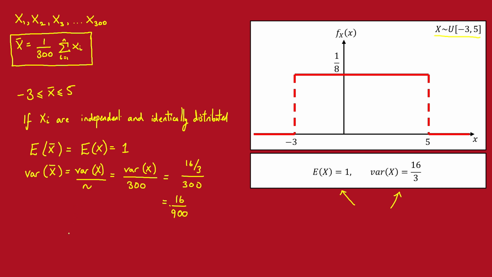The final thing that we can say about the sample mean is that provided the sample size is large enough, and by large enough here we mean that the sample size is more than about 30 to 50 observations, and here we've got 300 observations, then by the central limit theorem we can write that the sample mean will be approximately normally distributed with expectation equal to the expectation of x, so that will be equal to 1, and variance equal to the variance of x divided by the number of observations, so that's 16/900.